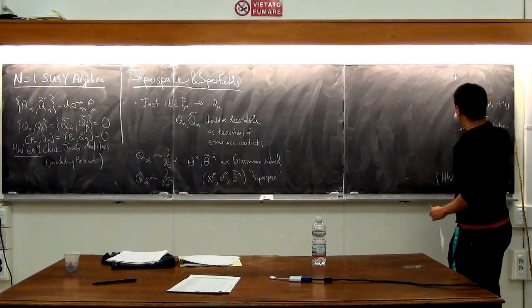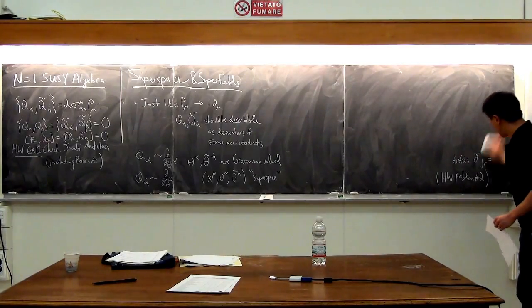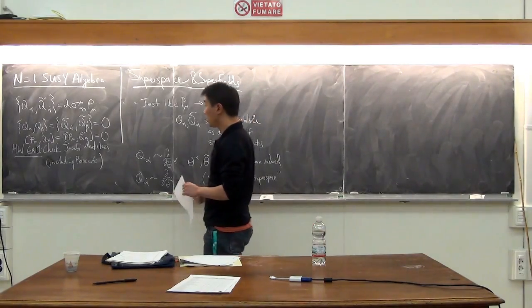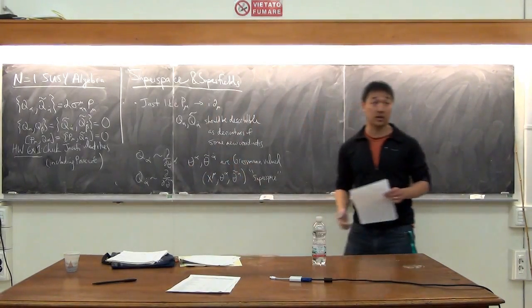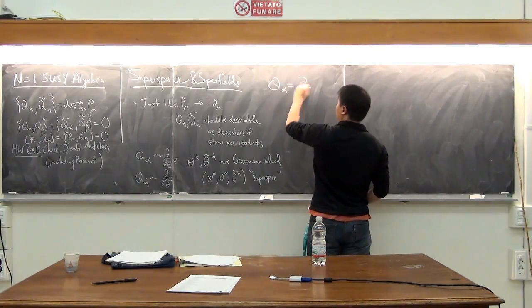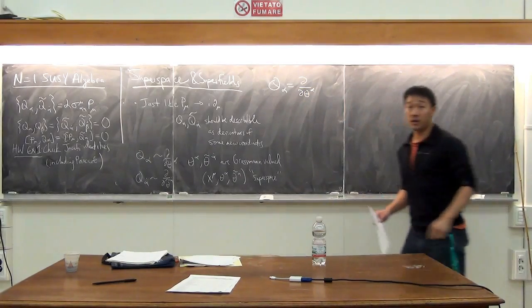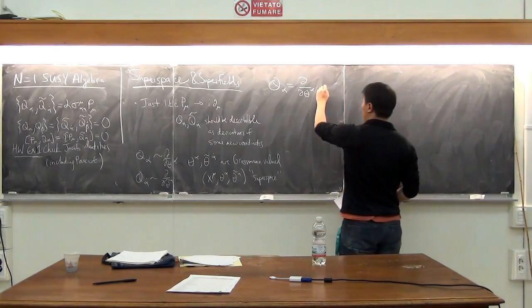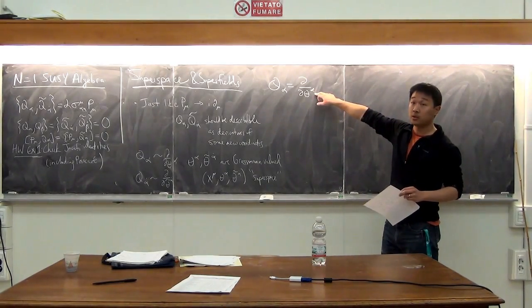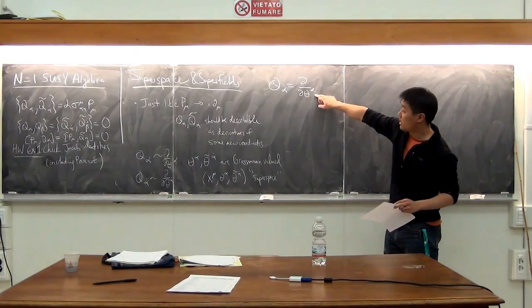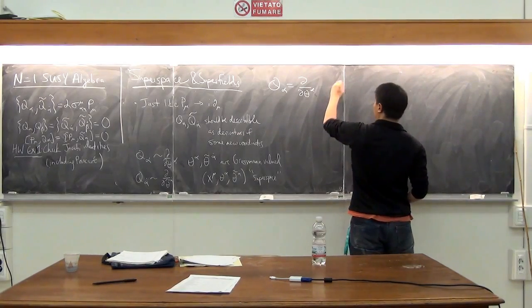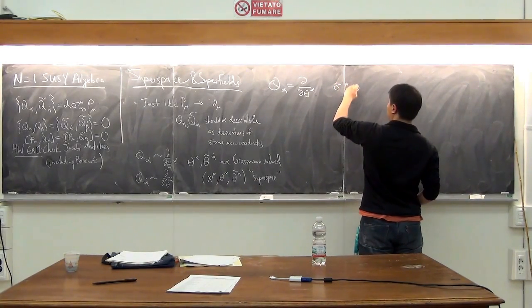You can basically get the answer by analyzing the index structure again, by Lorentz. If I say that I definitely want to have the d by d theta alpha in the story, what else can I add to this? What else has an alpha index and is also fermionic? Pretty much the only thing I can do is this.